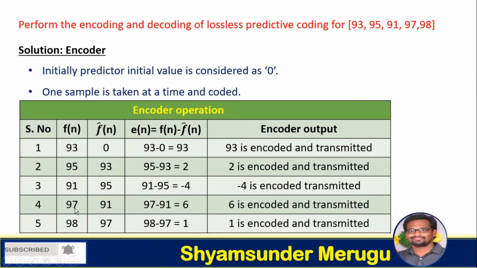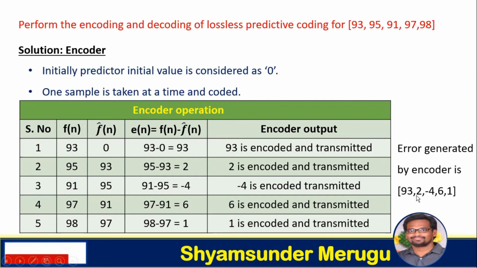The next sample value is 97, and the predictor has the past value, 91. So 97 minus 91 is 6. So 6 is encoded and transmitted. The final sample value is 98, and the predictor has the past value 97. So the error value is 1, by 98 minus 97. This error sample 1 is encoded and transmitted. So the errors generated by the encoder are 93, 2, -4, 6 and 1.